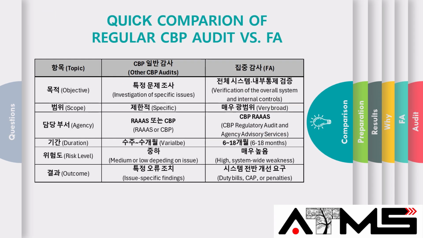Here is a comparison chart between General Audit and Focused Assessment for your reference. General Audit: narrow scope, short duration, focused on specific issues, lower risk. Versus Focused Assessment: broad system-wide review, longer duration, evaluates internal controls and transactions, higher risk and impact on company operations.